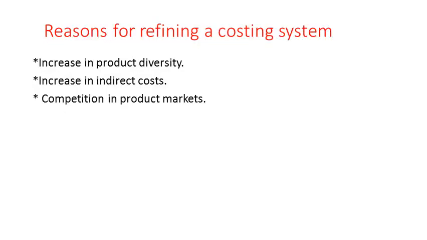Okay, next topic is reasons for refining a costing system, and here there are three reasons: increase in product diversity, increase in indirect cost, and competition in product markets. So number one, increase in product diversity. As we know, the growing demand for customized products has led companies to increase the variety of products and services they offer.